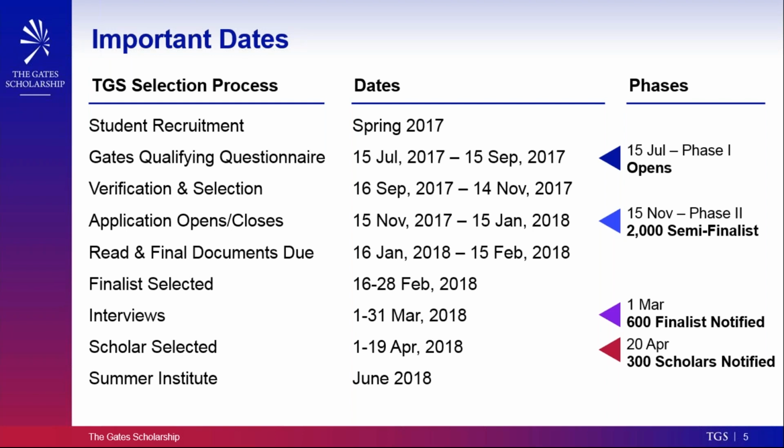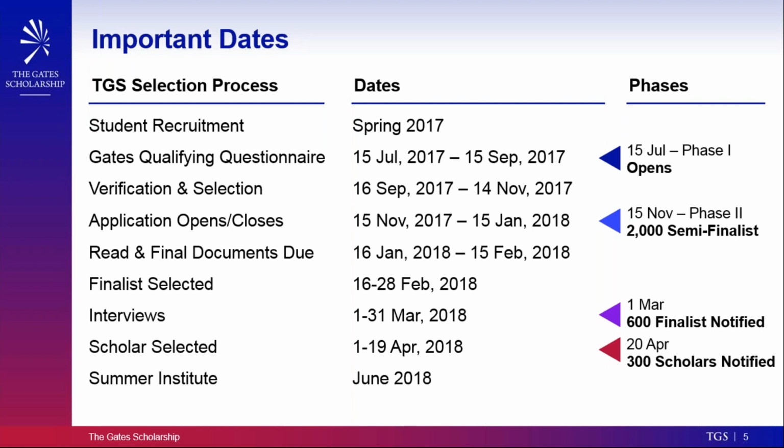From the 2,000 students who were invited to phase 2 of the application, we will actually be selecting 600 students who will be finalists. So these finalists will be announced at the very end of February or the 1st of March, and they will be invited to interview. And so the interview process will take place in March. Students will have a month to connect with one of the volunteer interviewers that we have.